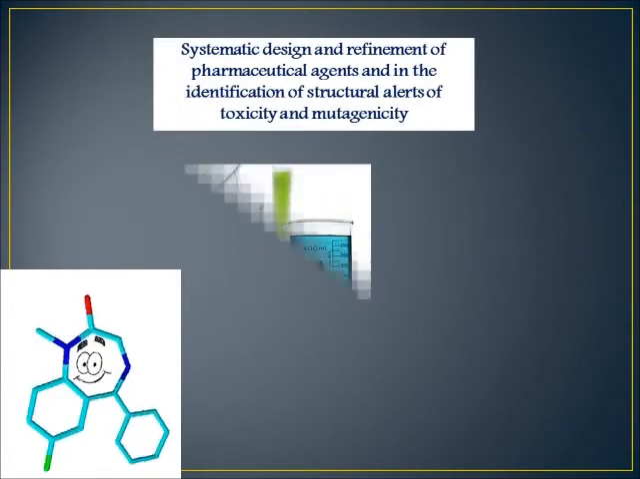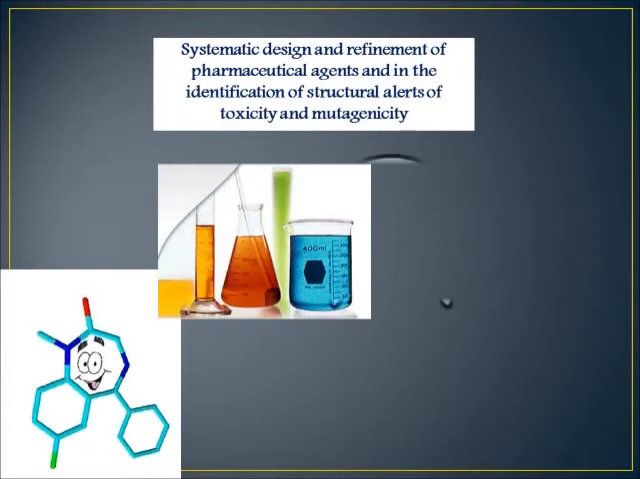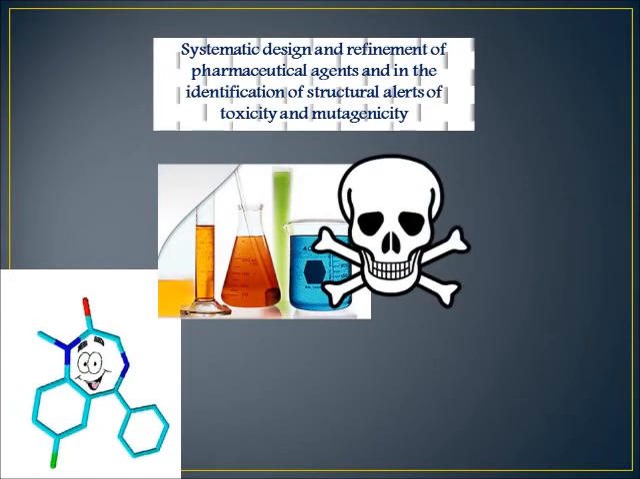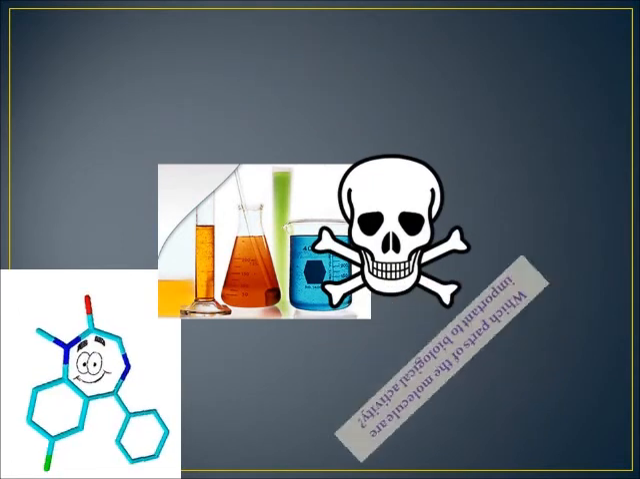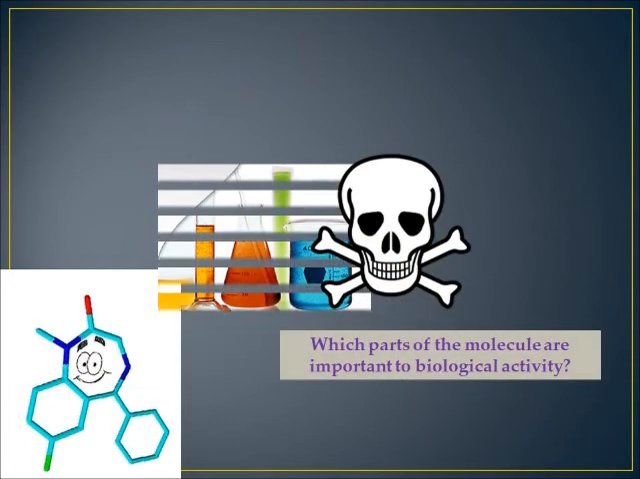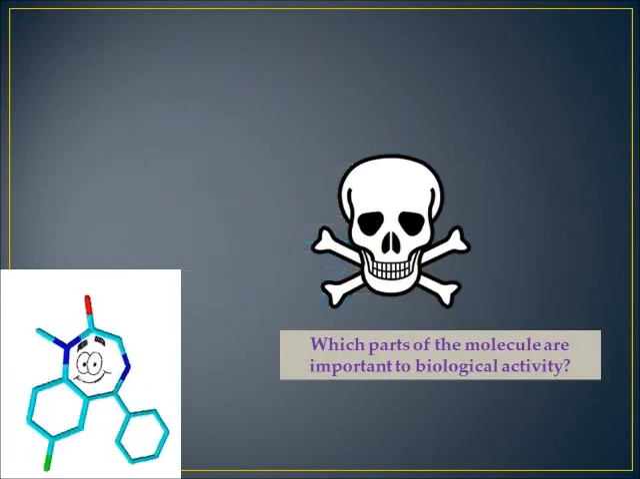SAR is widely used in the systematic design and refinement of pharmaceutical agents, and in the identification of structural alerts of toxicity and mutagenicity. The aim here is to discover which parts of the molecule are important to biological activity and which are not.